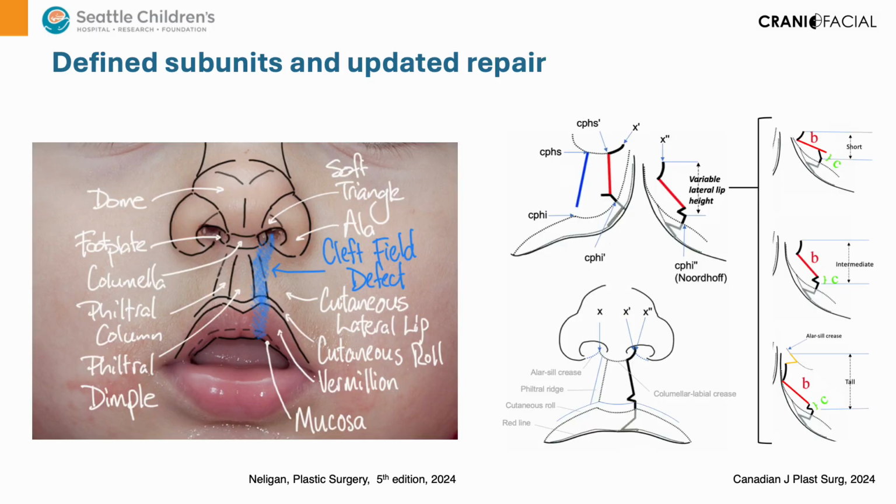We've also further illustrated the different subunits of the lip and the nose, really ensuring that we recognize the cutaneous roll has a thickness to it, and the philtral column is not simply just a straight line, but it's got a medial and a lateral edge to it. And so that's been updated in both definition as well as in the figure version of the repair itself.